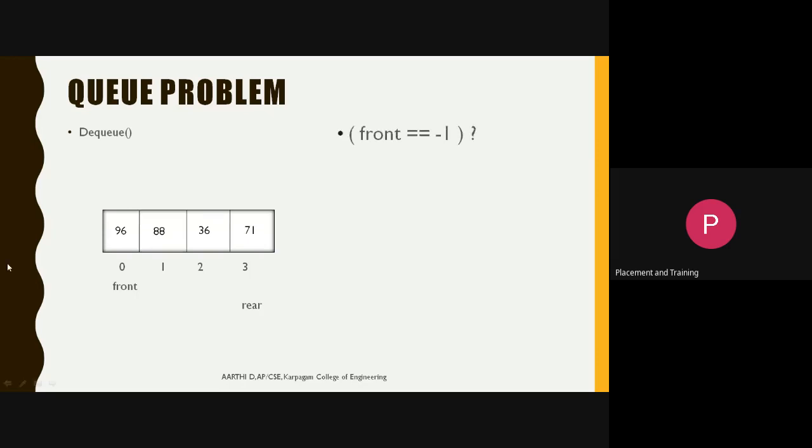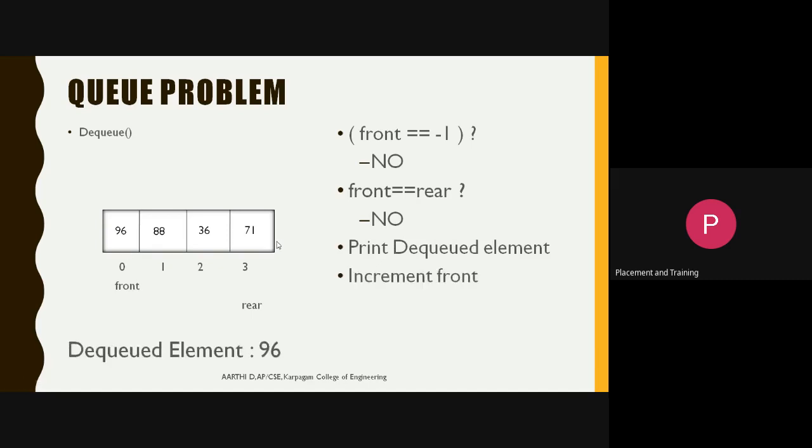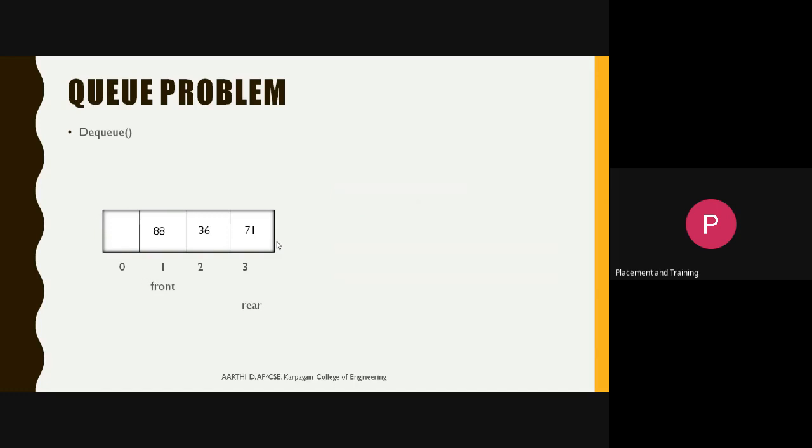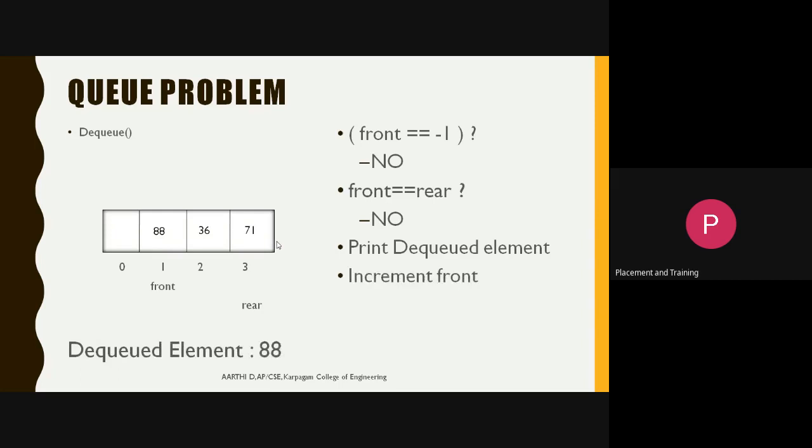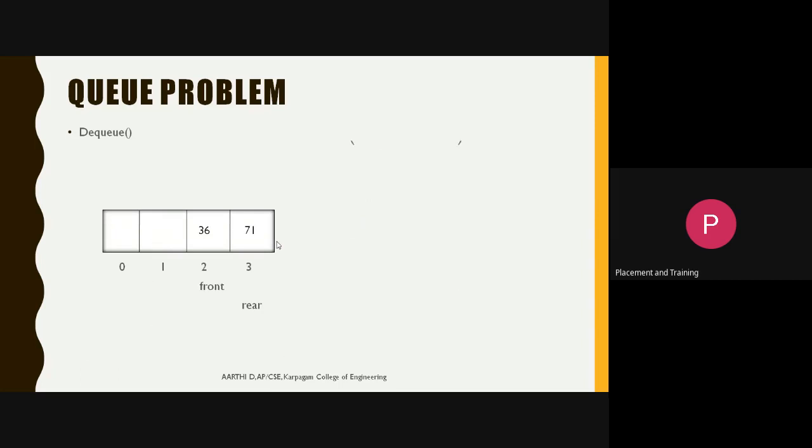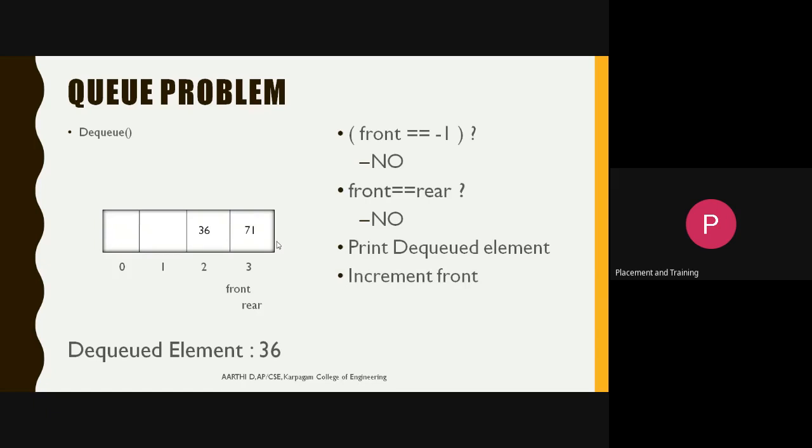Is my queue empty? No, because my front is not at -1. Are front and rear at the same index? That represents only one element present in your queue, and after dequeuing that element, the queue will become empty. So this is not true. Now I'm printing 96 as my dequeued element and incrementing my front. Again, front increment.